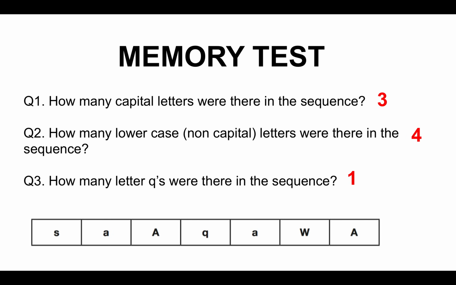I'll put that sequence back up there so you can see there's 3 capital letters. How did you get on with that? And then there's 4 lowercase: 1, 2, 3, 4. It's quite difficult, that test. It seems really simple, but you don't know what you're studying for during the memory test. So you just have to look at it and work out what kind of questions you could get asked.